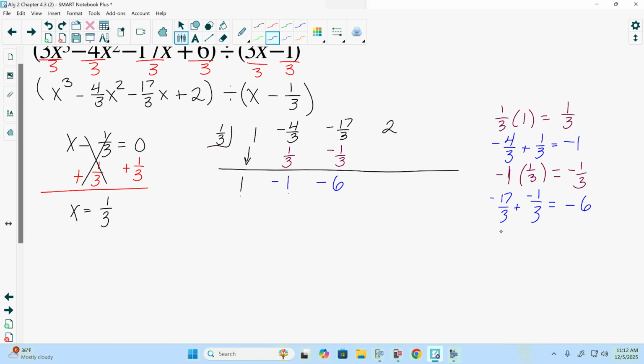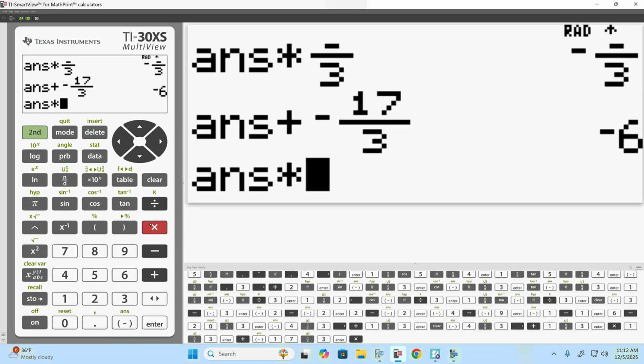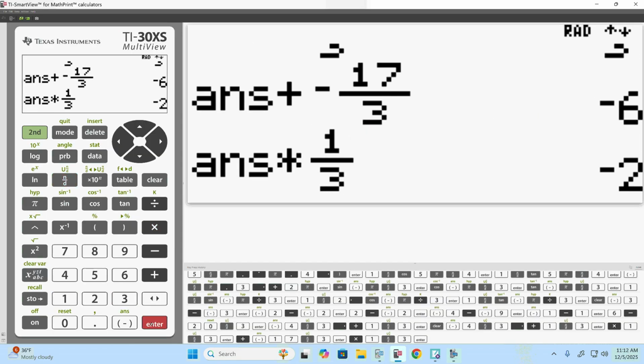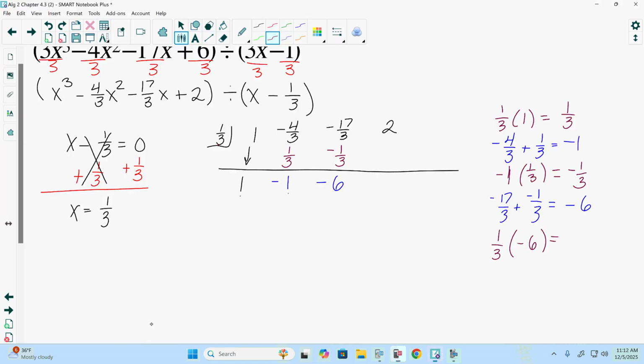Then what are we going to do? 1/3 times -6. So I can come over and say times that previous answer by 1/3, which is -2. And lastly, we're going to do 2 plus -2, which is 0.